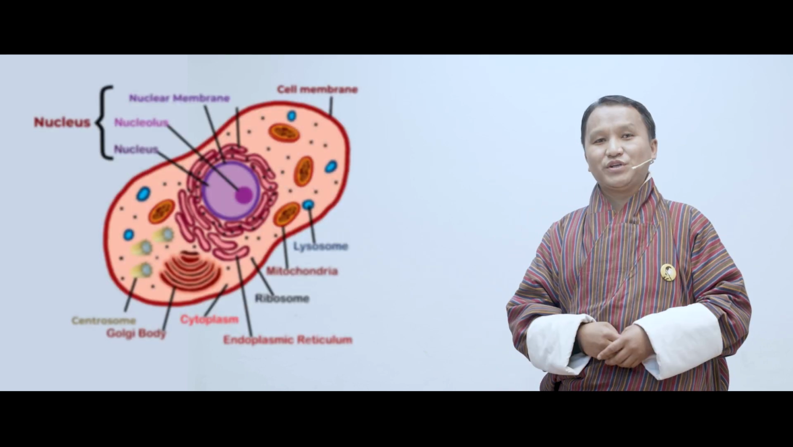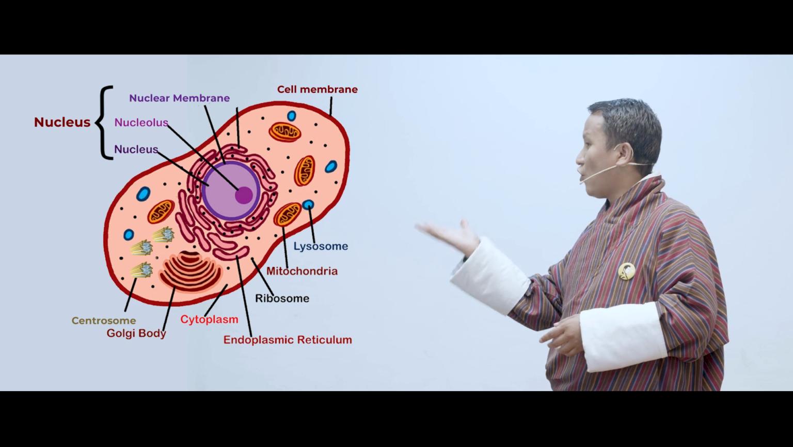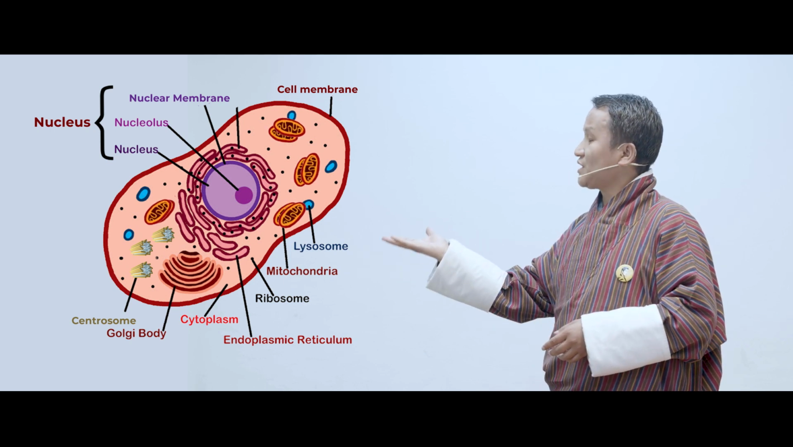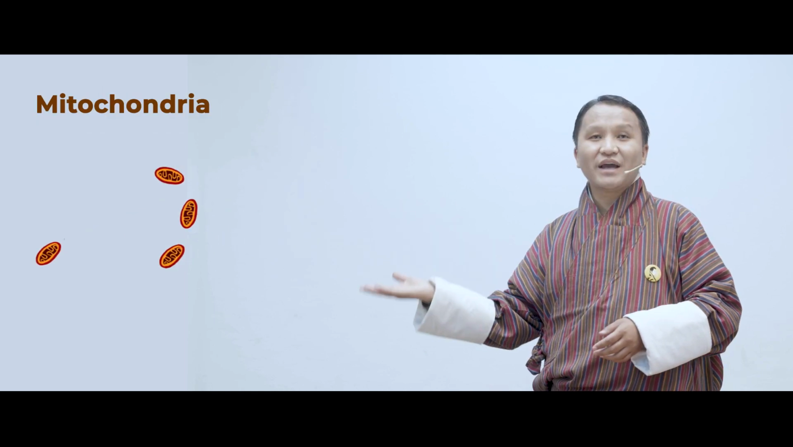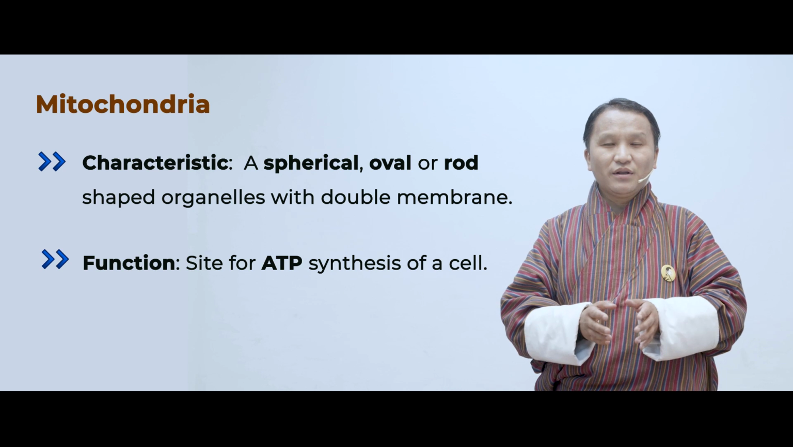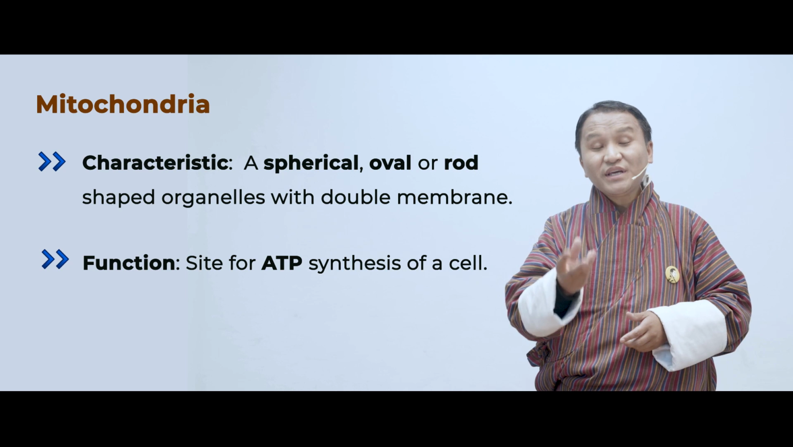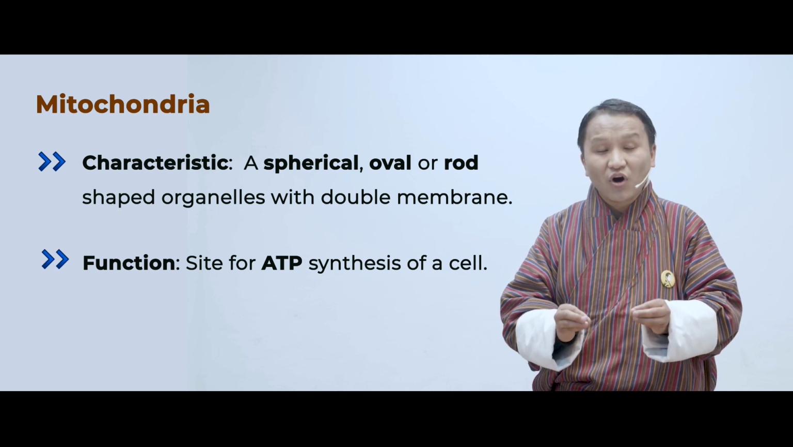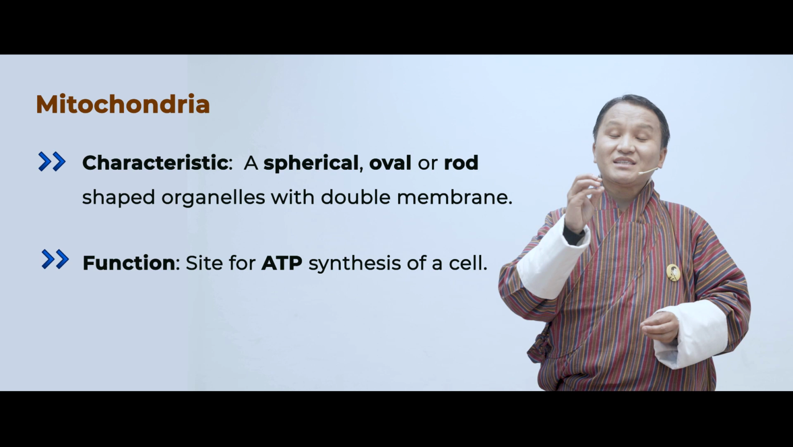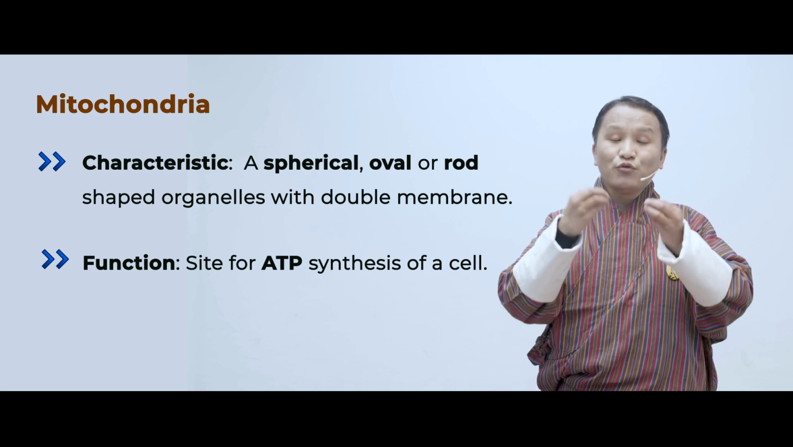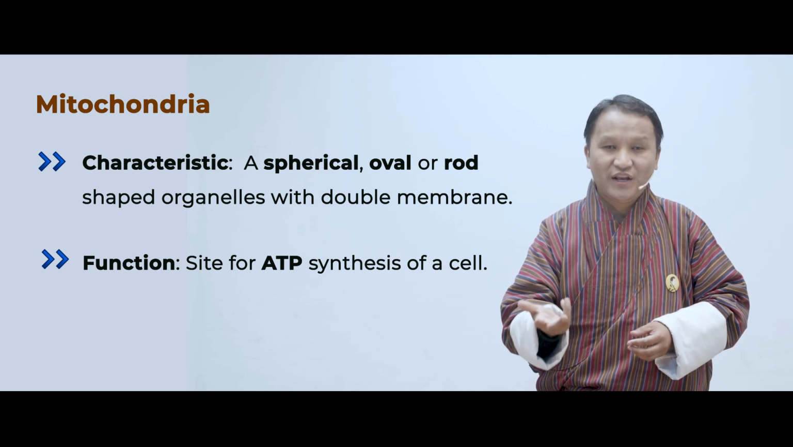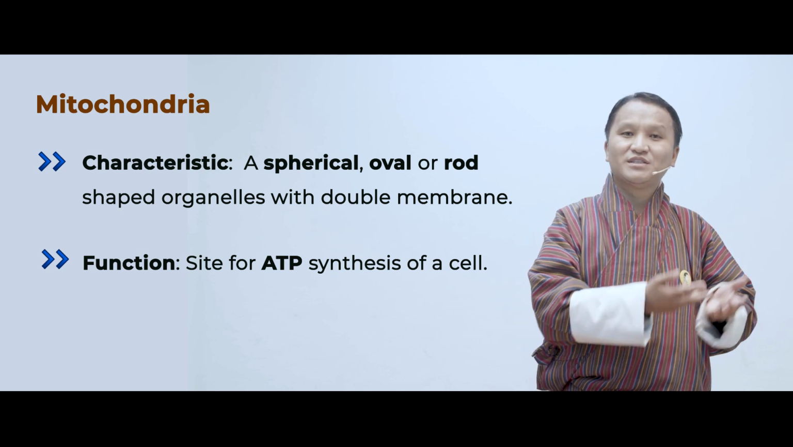Now, let us look at the fourth cell organelle. The fourth cell organelle is also very important. That is the mitochondria. As you can see here, the structure of mitochondria is an oval, double-sacked structure. It is spherical, oval, and with double membrane. This cell organelle is very important because in it, the cell is able to convert the food into the form of energy that can be used by the cell.